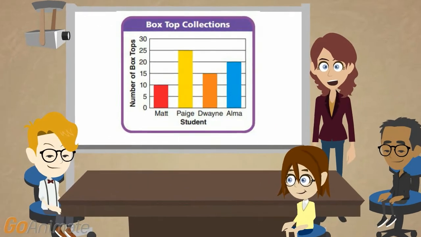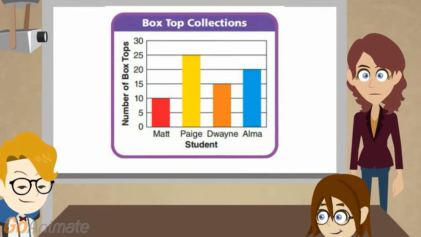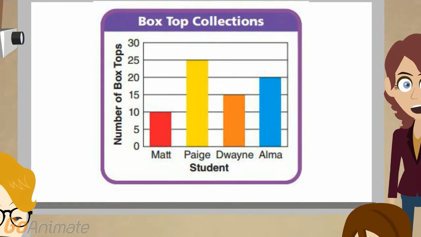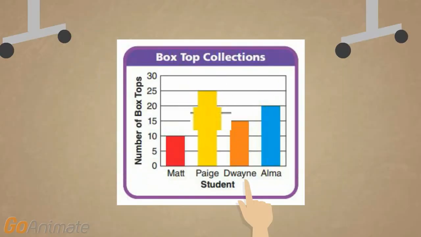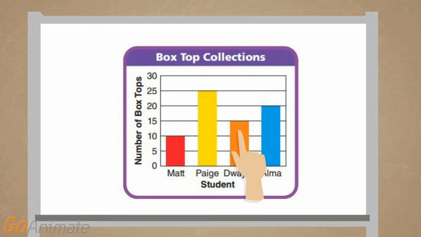Well, let's take a look and first of all start with Dwayne. So, here's a bar graph that tells us how many box tops each student brought in for their collection. So here's Dwayne, and if we go up to the very top of that bar, we see that line represents 15, so that's the number of box tops he brought in total, each day, for 5 days.